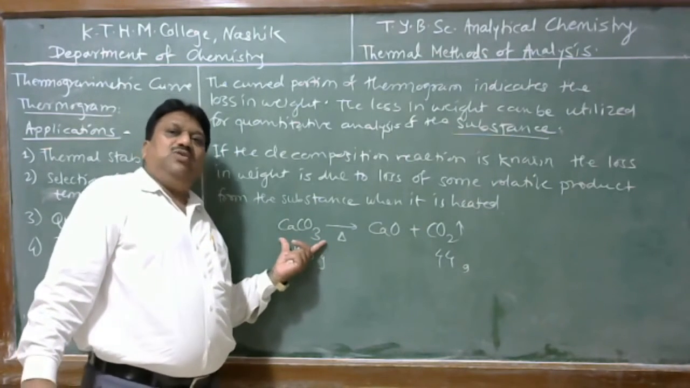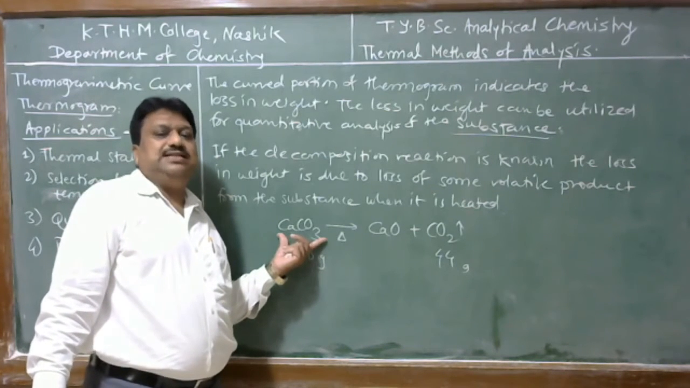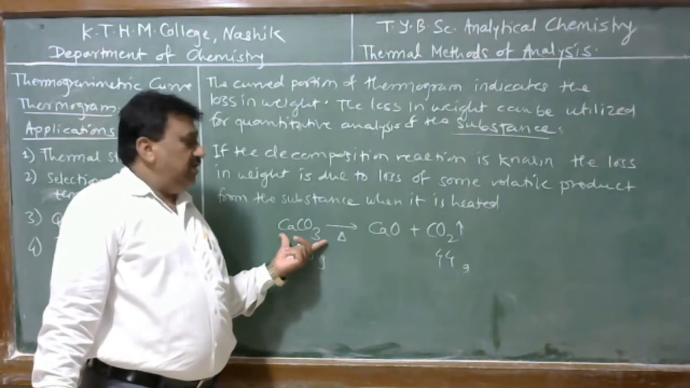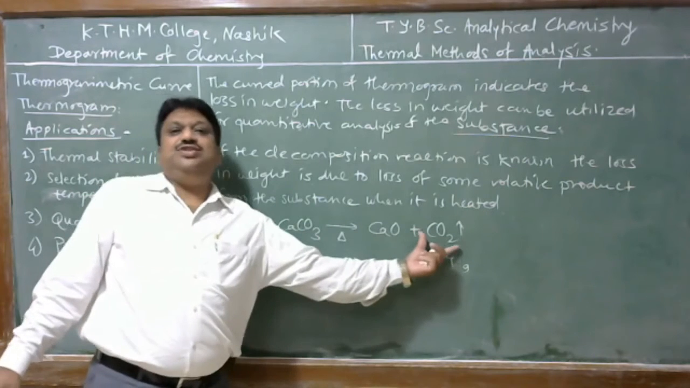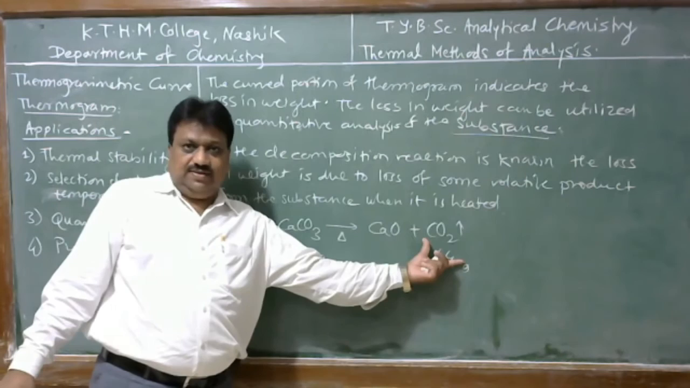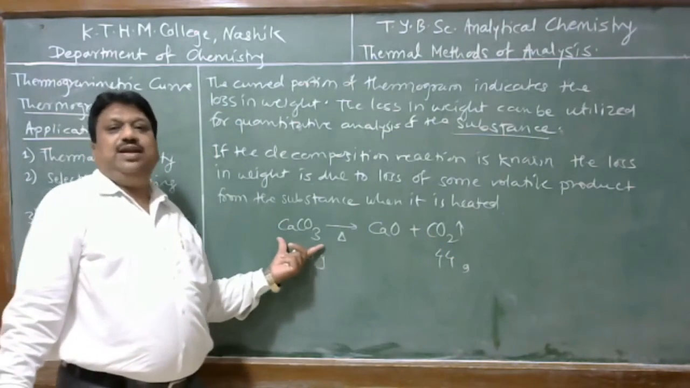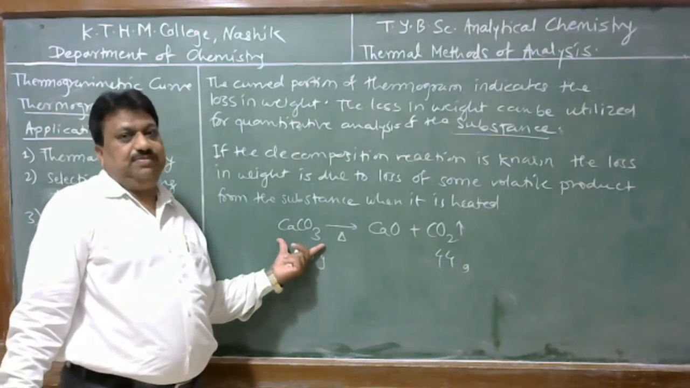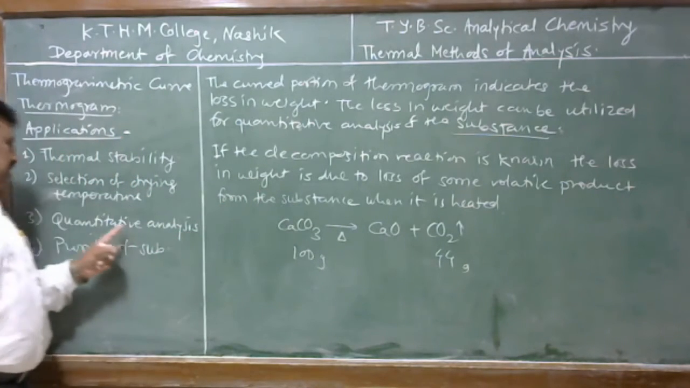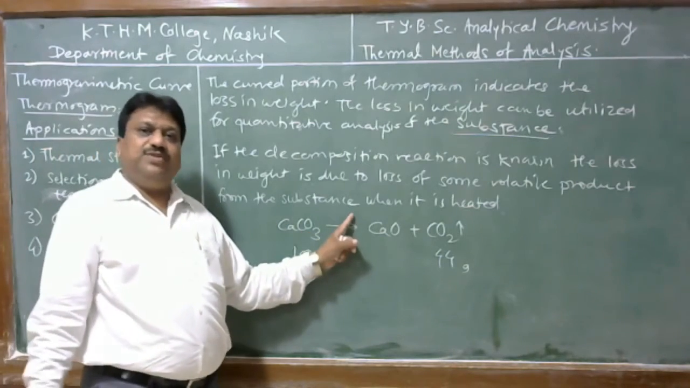Suppose this calcium carbonate is naturally occurring. If we place this naturally occurring calcium carbonate in a thermobalance, carry out its heating, the decomposition reaction, and measure the amount of carbon dioxide loss, then the amount of carbon dioxide loss in the reaction can be utilized for determination of purity of this calcium carbonate. Therefore, here quantitative analysis as well as determination of purity of substance is possible from the thermogram.